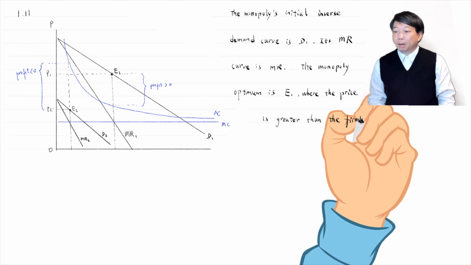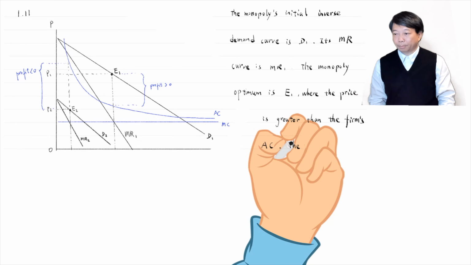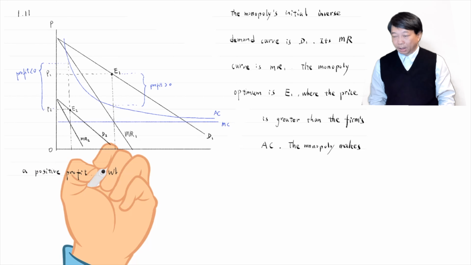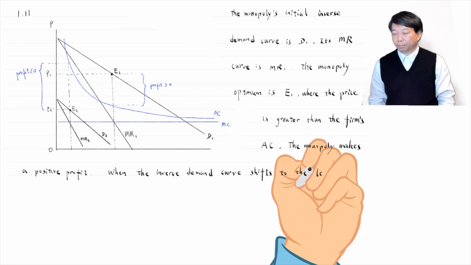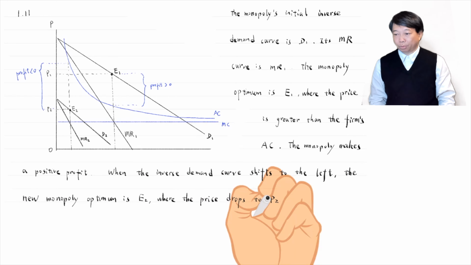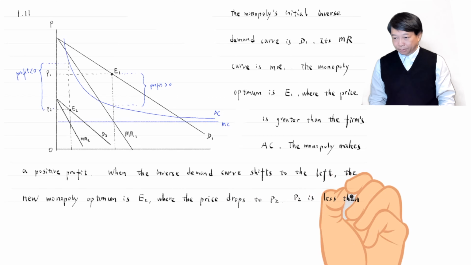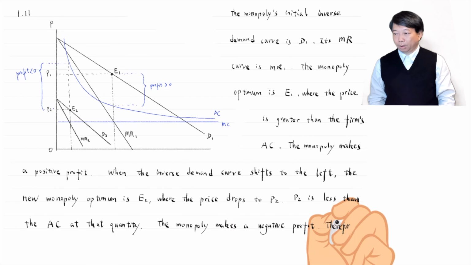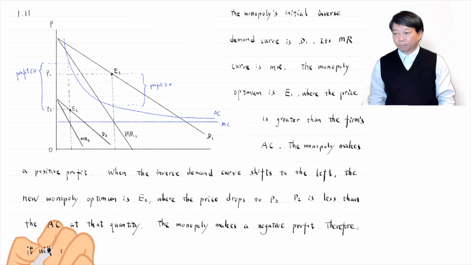The firm makes a positive profit when the inverse demand curve shifts to the left from D1 to D2. The new monopoly optimum is E2. The price drops from P1 to P2. P2 is less than the average cost of the new quantity. The firm makes a negative profit. Therefore, it will exit the market.